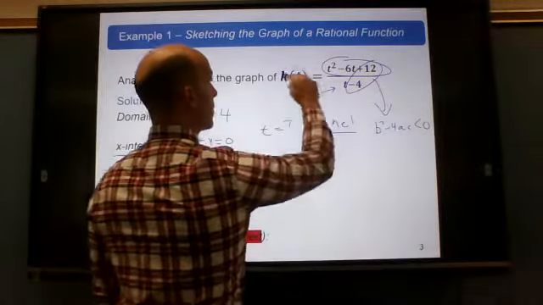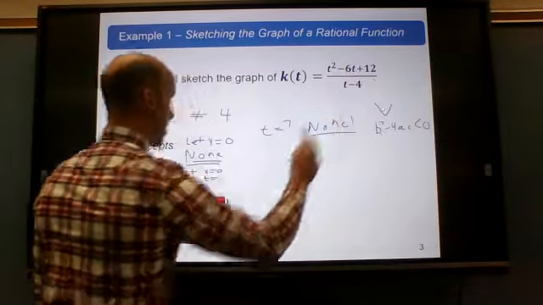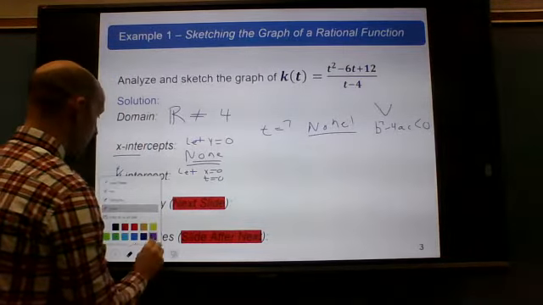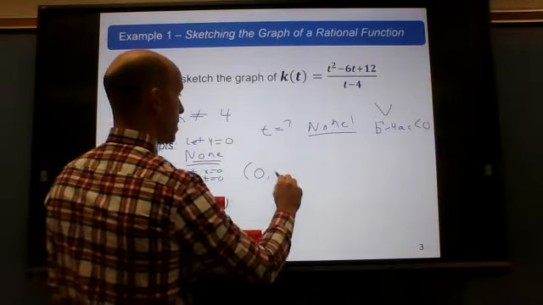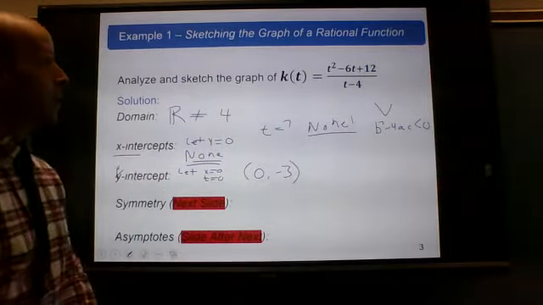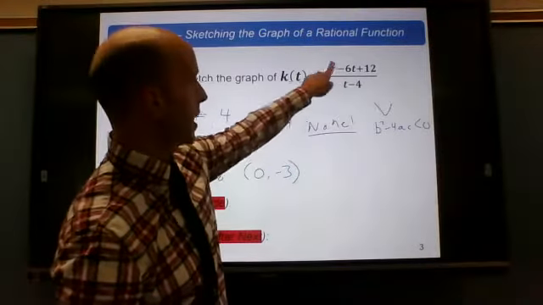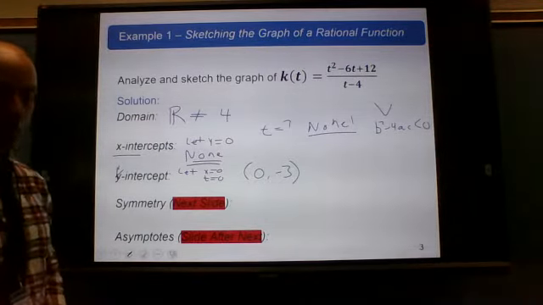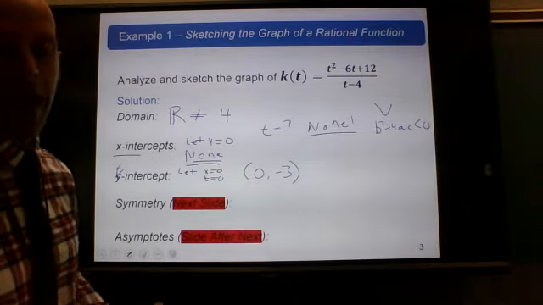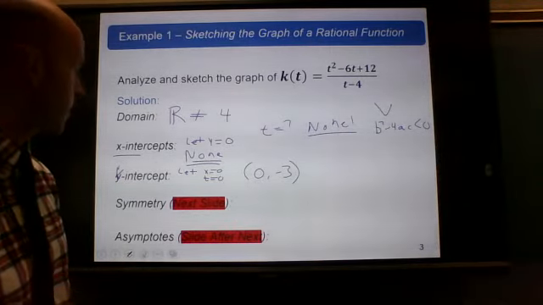Let me erase all of this stuff here, get this out of the way. Let's just go ahead and let that be k. That's going to be (0, -3). So when I plug 0 in for t, these are all zeros. You're going to get 12 over negative 4. So that's going to be our y-intercept, if you will, in this particular problem.